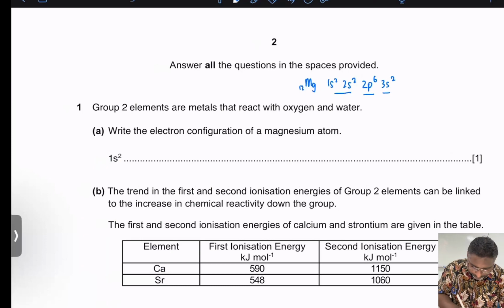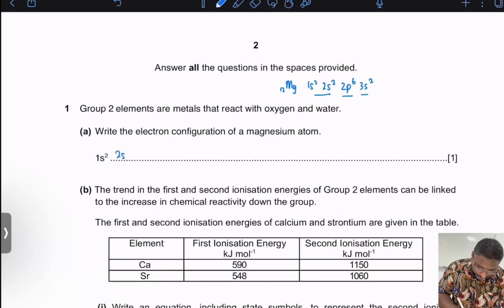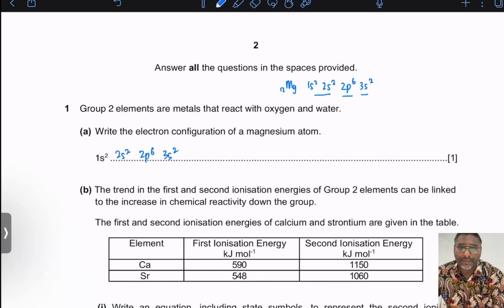So you write down 1s2, 2s2, 2p6, and 3s2. Quite simple.